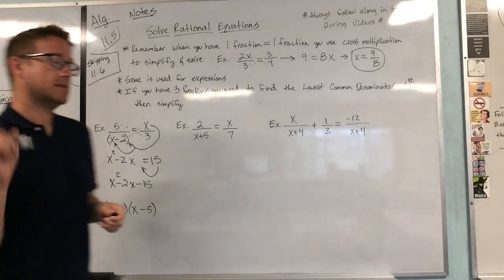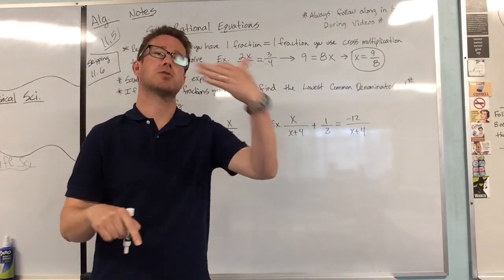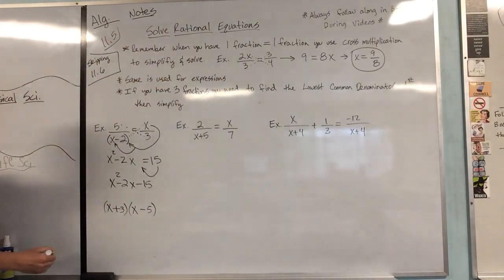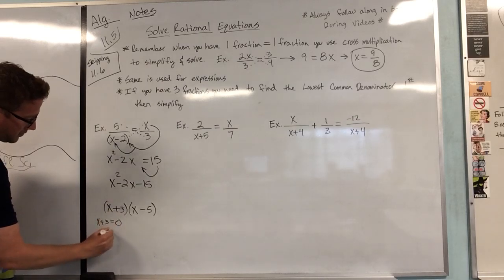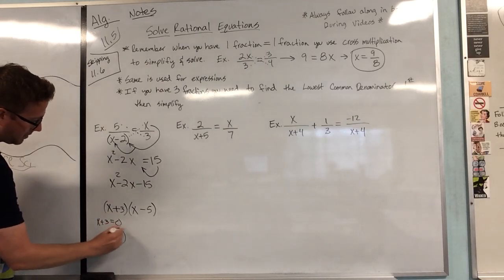Now we're not done yet because these problems will say solve. So you have to solve the parentheses. All right? How do you solve parentheses? By setting them equal to 0. So this one will be negative 3.